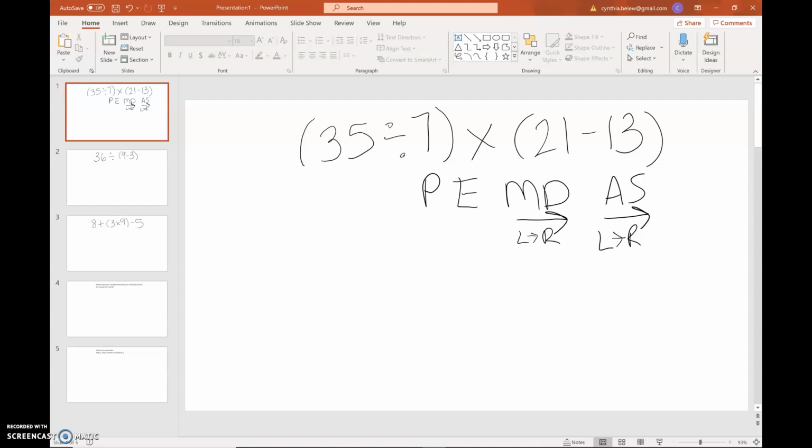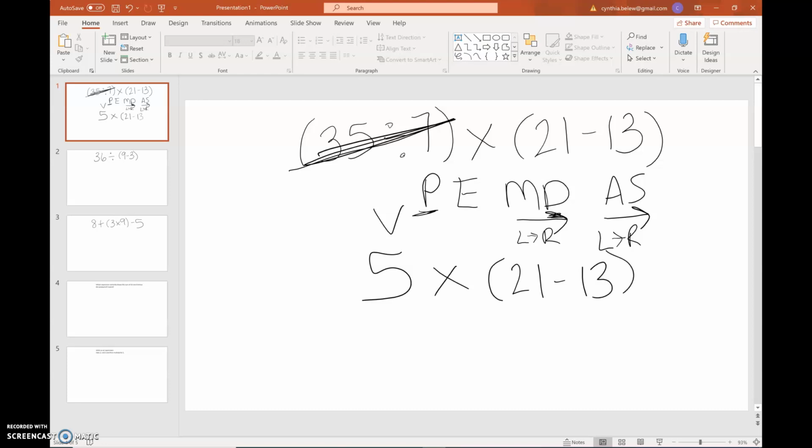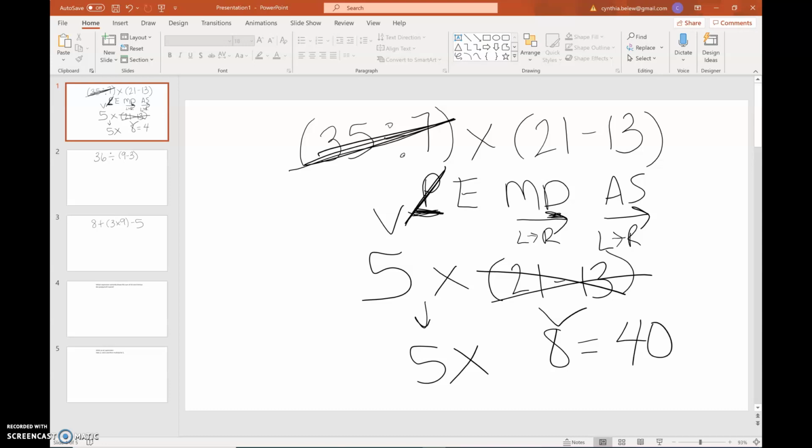So parentheses, I have parentheses first, and I need to do the one with division first. So 35 divided by 7 is 5. That's no longer there, but the rest is, so I have to write it down. I still have parentheses here, so I have to finish that. 21 minus 13 is 8. That's no longer there, but this is, so I have to move it down. 5 times 8 is the only thing I have left, so I can solve. My answer would be 40.